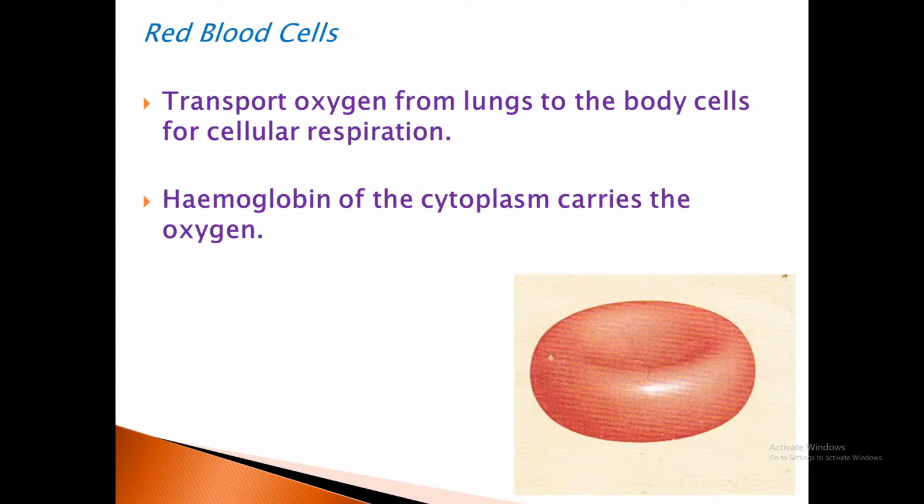Moving on, we're continuing looking at the different types of cell. Now we're at the red blood cell. Right away, the first point I would have mentioned at the start of the class: transport oxygen from lungs to the body cells for cellular respiration. So the main function of your red blood cell is to transport oxygen around the human body.